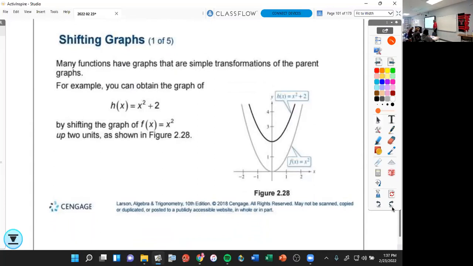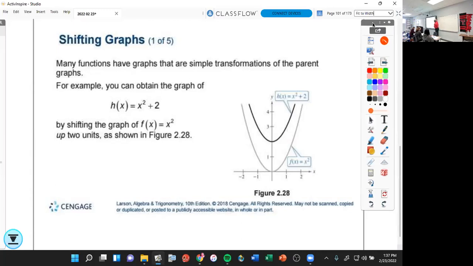Okay. So we added 2 to the function. We added 2 to the output of the parent function. We added 2 to the value of f of x. That makes sense? Okay. We're not changing the x value. We're changing the y value. And that's why adding 2 is a shift up 2 units. So far, so good?